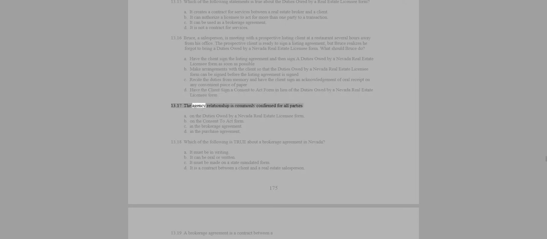13.17 The agency relationship is commonly confirmed for all parties: A. On the duties owed by a Nevada real estate licensee form. B. On the consent to act form. C. In the brokerage agreement. D. In the purchase agreement.